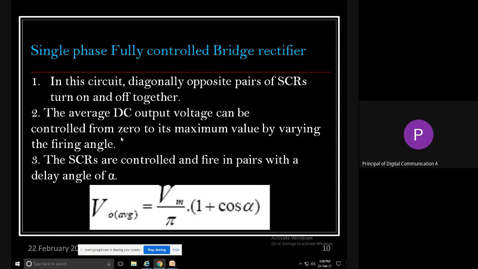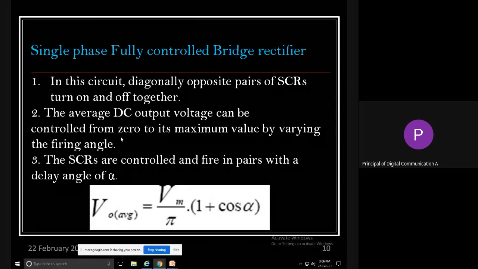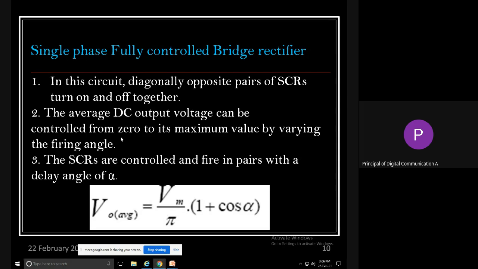And the average output voltage formula, so you can observe, as it is the full wave rectifier, the last one was also the full wave rectifier, so the average output voltage will be the same, and that is nothing but Vm by pi bracket 1 plus cos of alpha. So the average voltage is going to remain the same in the case of this center tap and the bridge rectifier. Now we will just skip that point, that is the meaning of fully controlled.